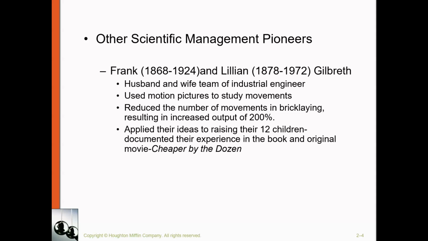Frank and Lillian Gilbreth were other pioneers in scientific management. They were a husband and wife team of industrial engineers, and they made great strides in bricklaying using motion pictures. So they would film workers laying brick, and they were able to break the task down and take it from 18 different movements to 5, which resulted in increased productivity of 200%. You're probably more familiar with their story of their family. They applied all their ideas to raising their 12 children, which became the book and the original Cheaper by the Dozen movie.